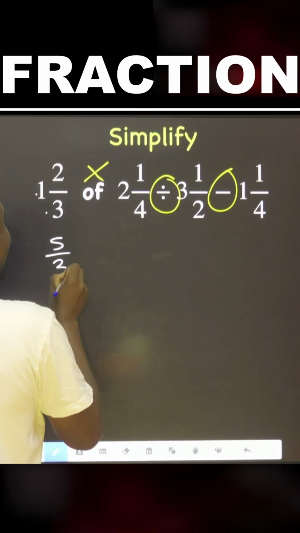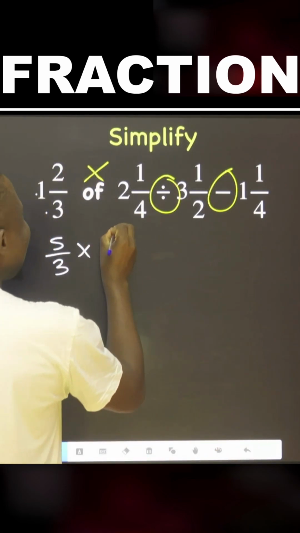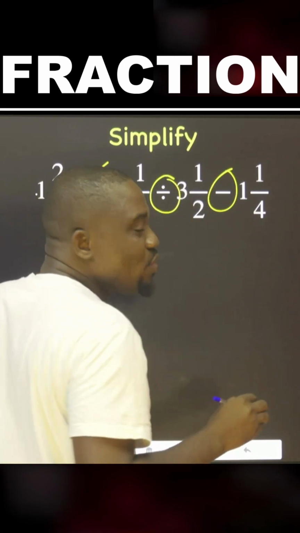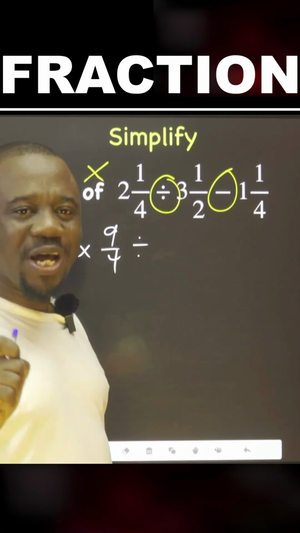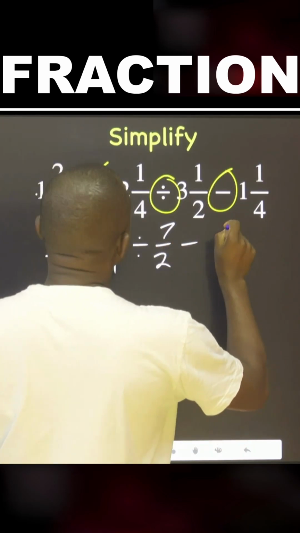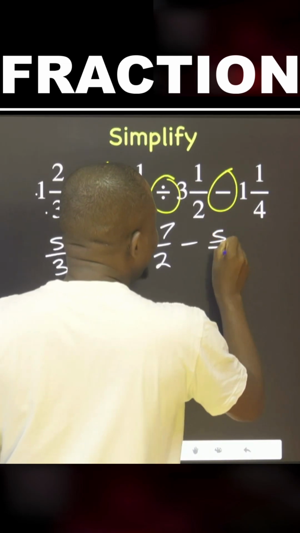5 over 3 multiplied by this: 8 plus 1 is 9. 9 over 4 divided by this multiplied by this will give us what? 6. 6 plus 1 is 7. That is 7 over 2 minus this is what? 4, 5. 5 over 4.